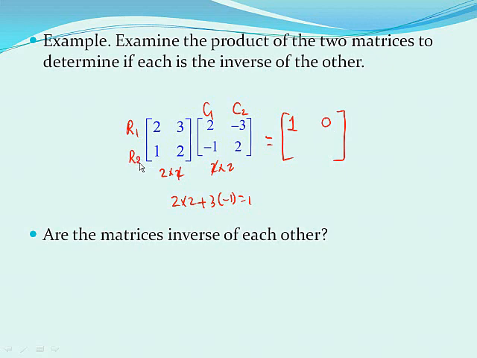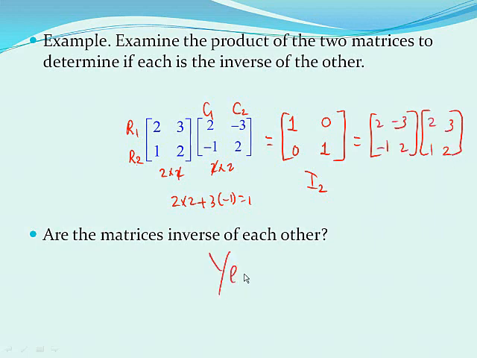Move to the second row. Second row with first column: 1 times 2, 2 times negative 1. That will be 0. Second row with second column. So that produces 1. So this is our I2, the identity matrix of size 2. If we calculate this product in the opposite order, we again get the identity matrix of size 2. So the answer to the second question will be yes.